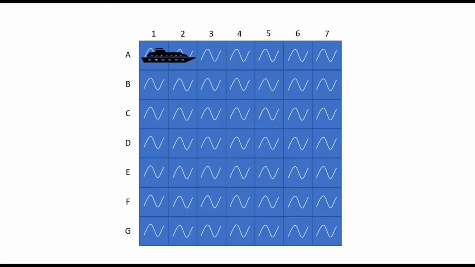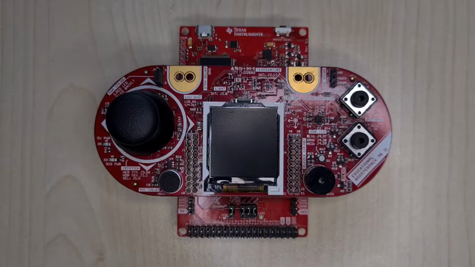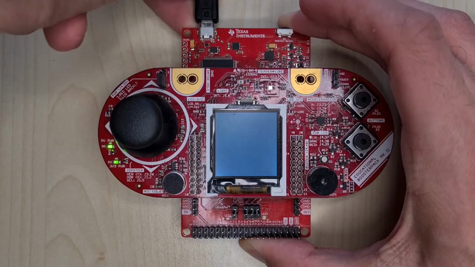The game Battleship is a two-player game. Both players distribute their ships in their map. In turns, they try to find the ships of the opponent and try to let them sink. If a player destroys the whole fleet, he or she wins. The MSP432 is powered by a micro USB cable.